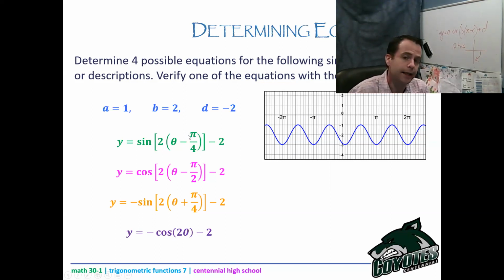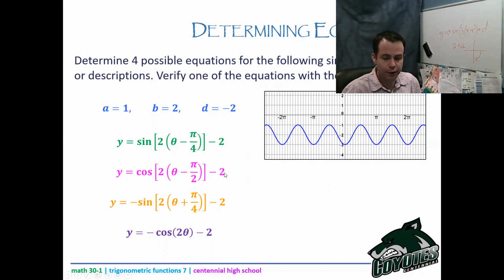And then I had a shift of pi over 4 to the right for sine, a shift of pi over 2 to the right for cosine. So there's where the cosine was. Here's where the sine was if you lost that. To the left pi over 4 for negative sine right there. And no phase shift for negative cos because that started right at the bottom.